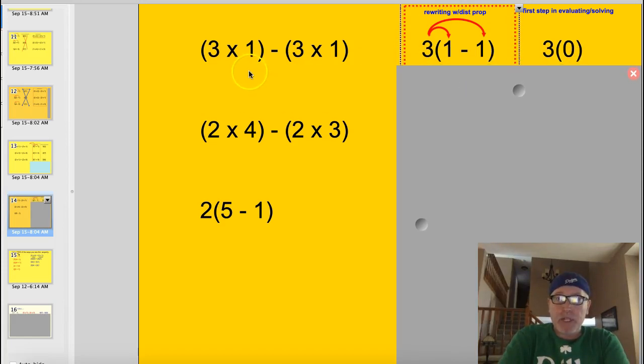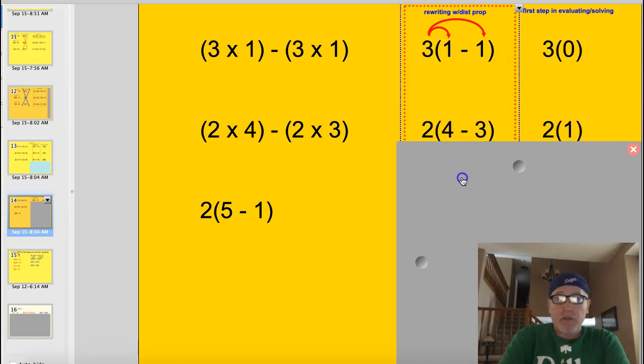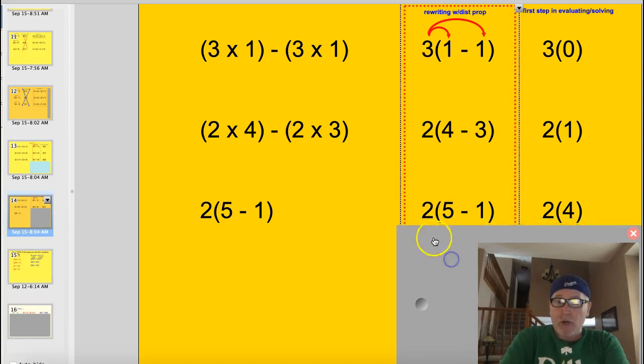Okay, you're going to go from 2 sets of parentheses down to 1. 3 times 1 minus 1. This is basically going to be 0. Okay, this one here, we'll take that 2, we'll put that out front, we'll distribute it out this way. You got 4 minus 3, so instead of 2 times 4 minus 2 times 3, you've got 2 times 4 minus 3. Okay, this one here, 1 set of parentheses, let's pass that 2 out. 2 times 5 minus 2 times 1. Okay, all right.